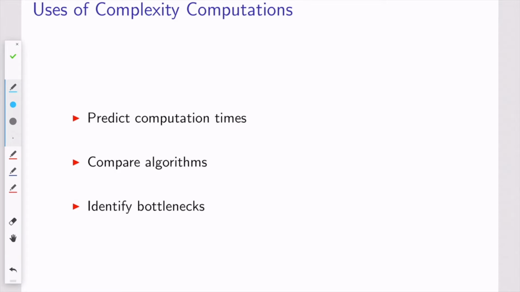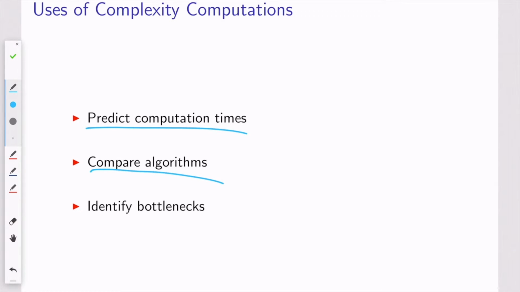And why do we care about the complexity of these methods? It's because the more complex it is, the longer it's going to take, and the worse it gets as you increase n. So this has to do with predicting computation times. How long is your algorithm going to take?